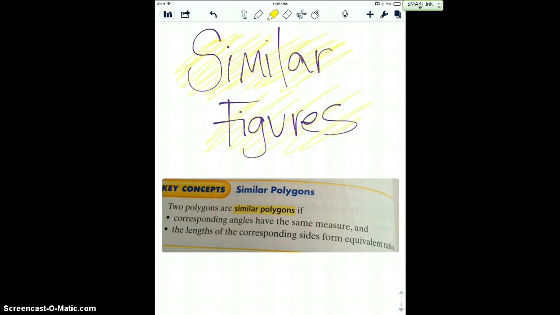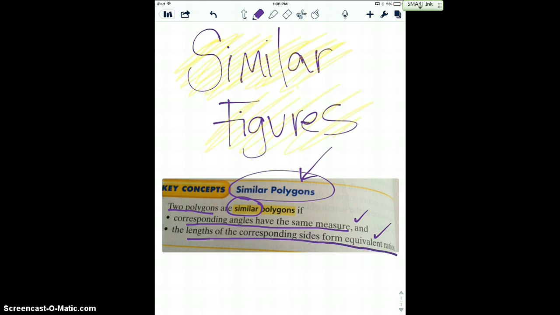So in an excerpt from your book, what the heck similar figures are: if you have similar figures or similar polygons, those are shapes that have 3 or more sides. If you have 2 of these polygons and they are similar, then 2 things have to happen. This is the real technical term here. Corresponding angles have the same measure. That's one thing that has to happen. And the second thing is that the lengths of the corresponding sides form equivalent ratios. So you might be like, oh my gosh, what does that mean?